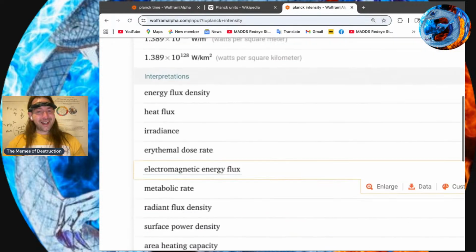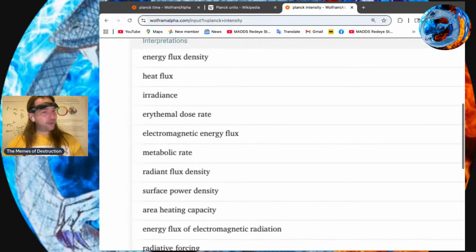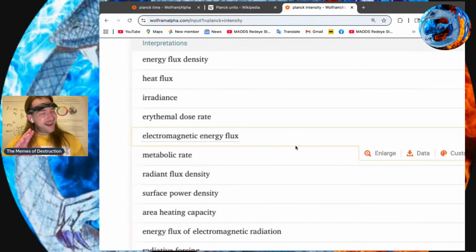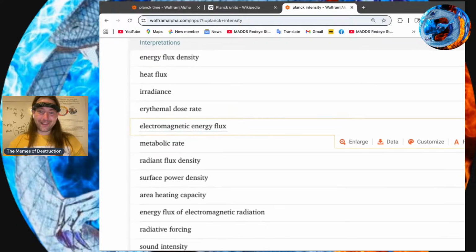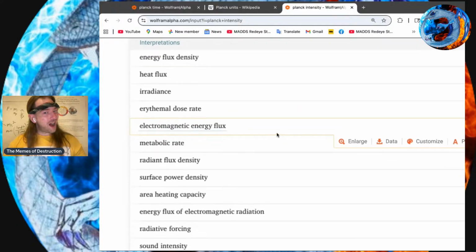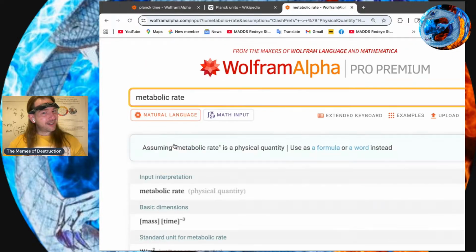So they only listed maybe 12 or 15 different dimensions. At one point, I think it was last year when I came across this, there were literally like 60 different interpretations. Why? You click on this.